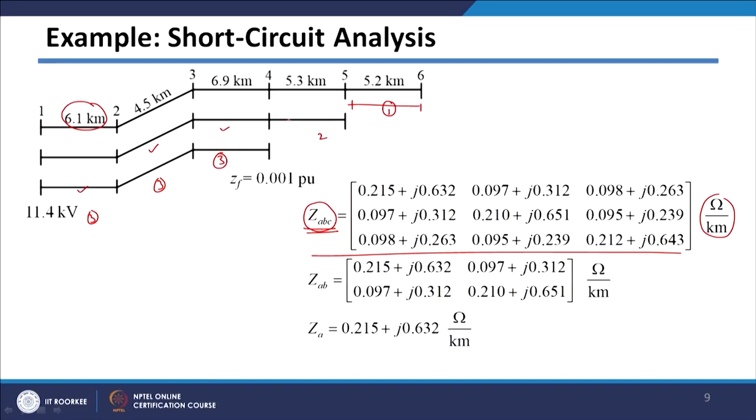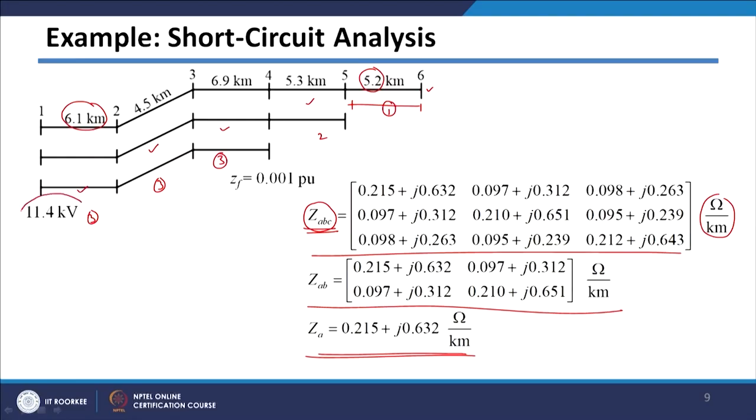In this particular section between 4 to 5 only 2 phases are existing. In that case you can use this matrix. So, this matrix multiplied by 5.3 kilometers will give me the impedance matrix, which is 2 by 2, for section 4 to 5, and for the section between 5 to 6 only 1 line is there, which is having this particular impedance. So, this multiplied by 5.2 will give me the impedance matrix between 5 and 6. So, we can get the impedance matrices for all the sections of this particular system.